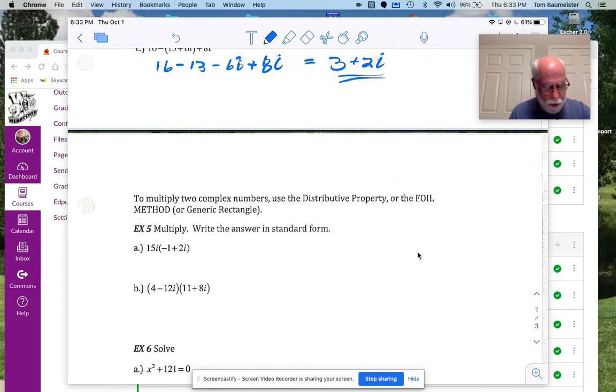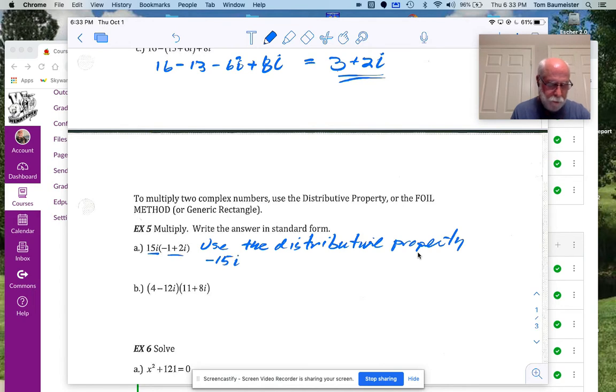So on this one right here, I have 15i by itself, but it's being multiplied to everything in the parentheses. So remember, on this here, we're going to use the distributive property. All right. So if I do that, I'll get negative 15i plus 15 times 2 is 30. And then I'll have i squared.